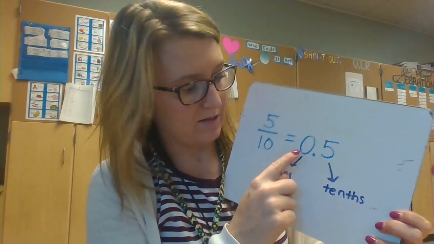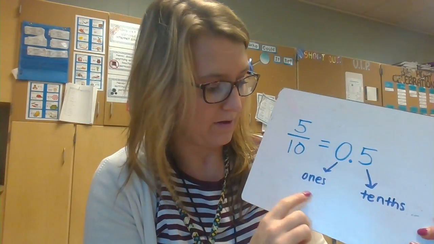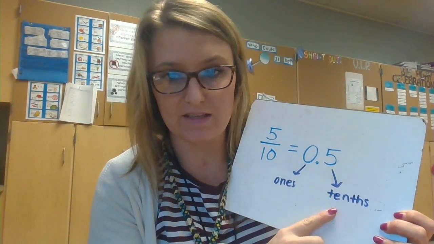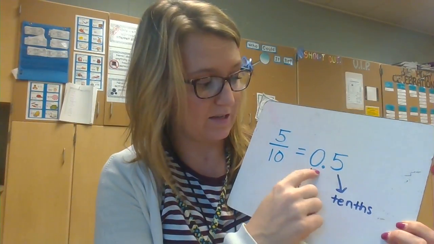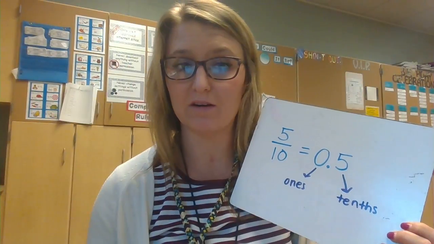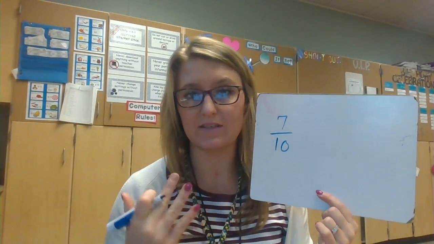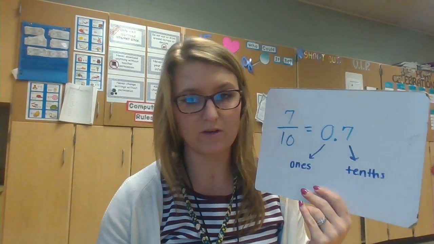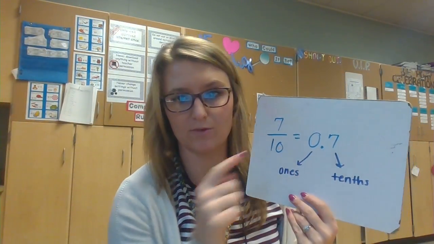So let's talk about how I would write 5/10 as a decimal. How would you write 5/10 as a decimal? And what you should have come up with is 0.5. The 0 is representing the ones place, and the 5 is in the tenths place. So this as a decimal is the same as this as a fraction. Let's do one more example together. How would I write 7/10 as a decimal? And what you should have gotten is 0.7.